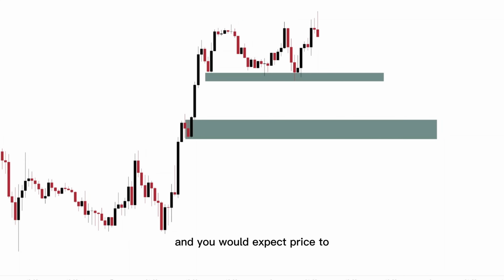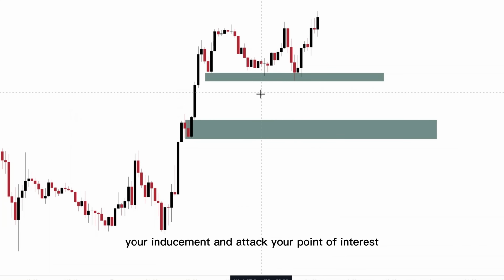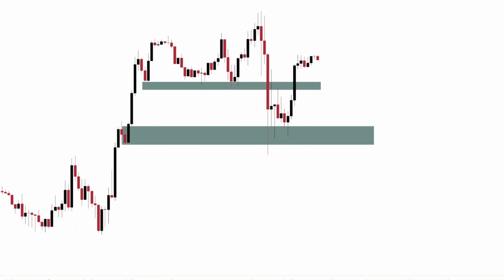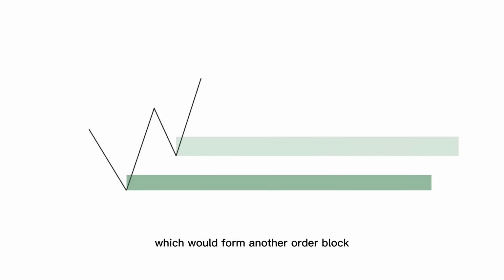And you would expect price to absorb the liquidity beneath your inducement and attack your point of interest, which would be your order block. So not only can you have an equal lows or equal highs inducement, you can have an FTB inducement like we covered initially in our liquidity section. So here you have your order block. You have your fake out swing, which would form another order block. So when price approaches this order block and reacts, it forms your FTB, or fail to break.